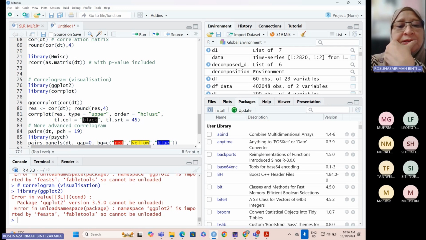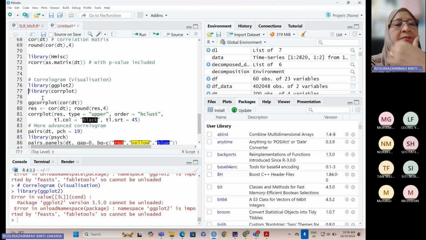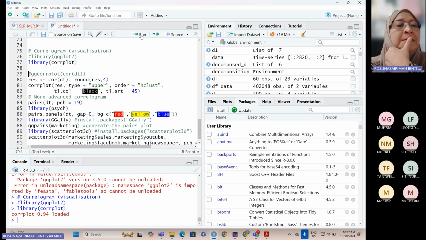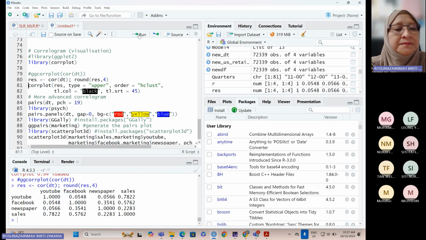Cannot be uploaded. Wait. ggplot. Okay, but it's okay. I will try to resolve that. Okay, we look at the other software, because there are many examples that I give here. Okay, let's try this one. Corrplot instead of that.